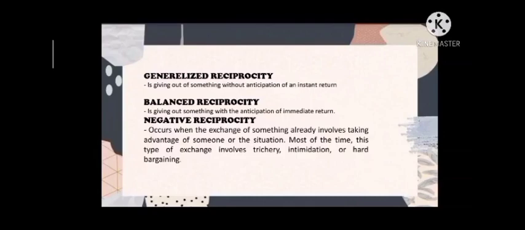Third is negative reciprocity, which occurs when the exchange of something already involves taking advantage of someone or the situation. Most of the time, this type of exchange involves treachery, intimidation, or hard bargaining. It can be described as theft because of the impersonal form of exchange with interested parties.